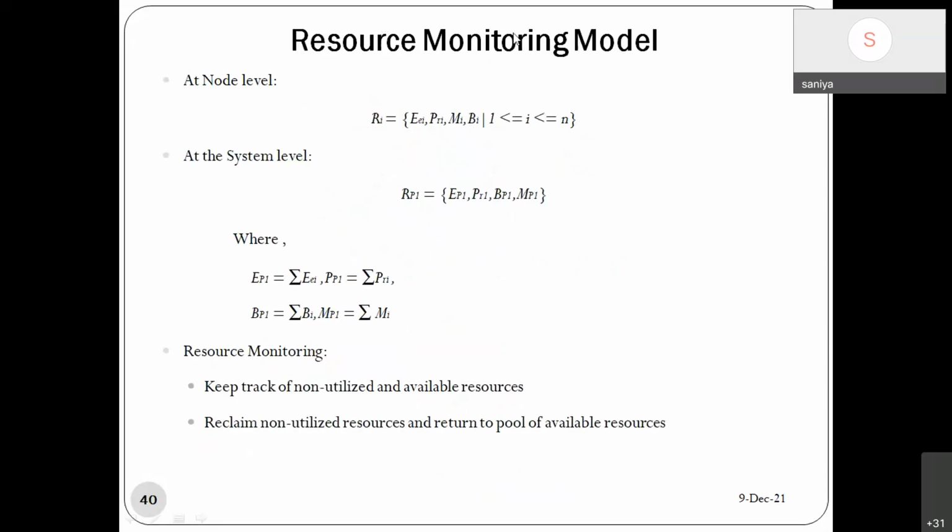Then at the resource monitoring, what I have already told you, you just try to keep track of the resources. Like you have energy, processing, memory and bandwidth. You just try to keep track of that at the node level and the system level. Now, resource monitoring will keep track of non-utilized and available resources. It will reclaim non-utilized resources and return them to the pool of available resources. So if there was storage that was taken for some time, now this storage is given back to the IoT device, and you can utilize it.